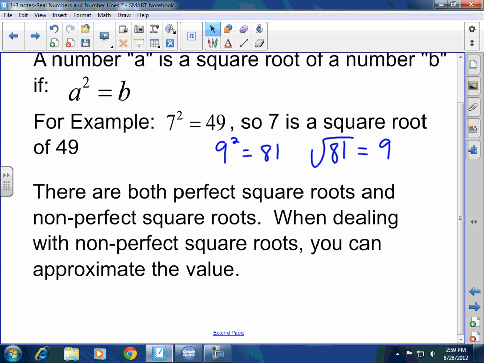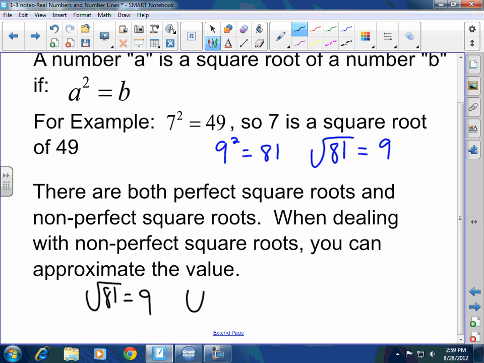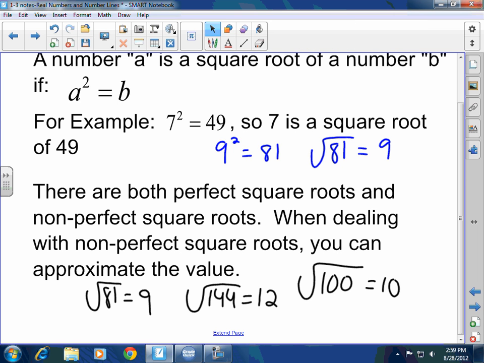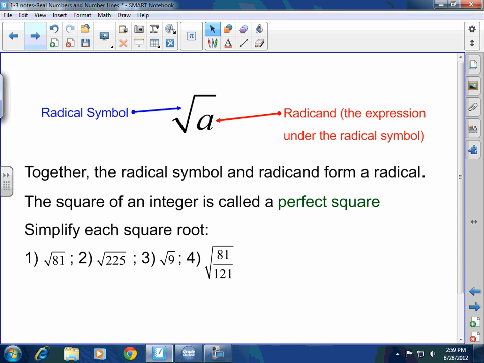Okay, so let me explain what that means. If I had a perfect square, like the square root of 81, like I said, it's 9. If I have the square root of 144, that's 12. If I have the square root of 100, that's going to be 10. So those are perfect squares. Now what happens when I have non-perfect squares?